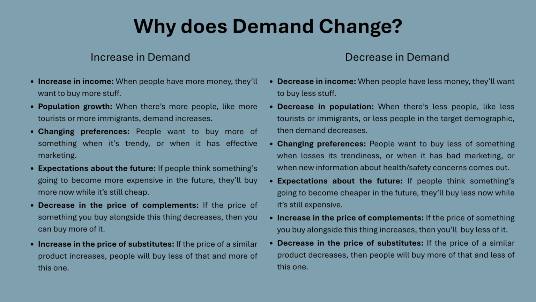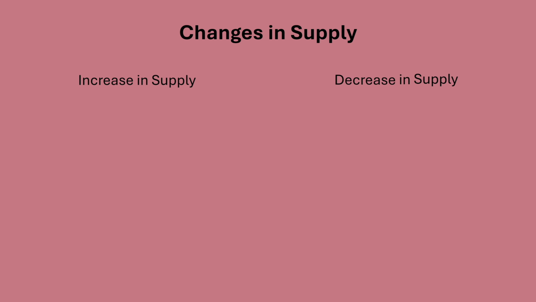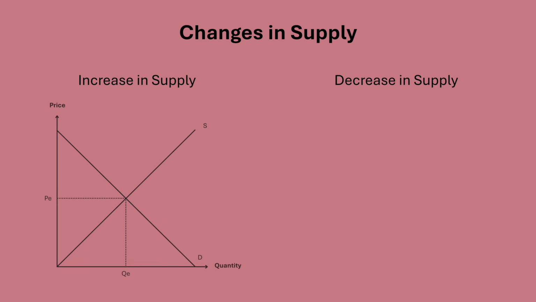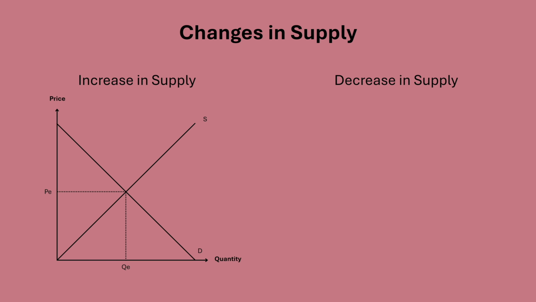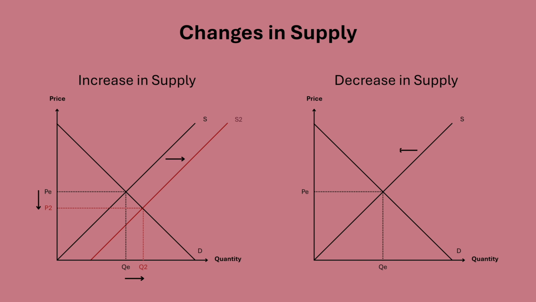Let's now look at changes in supply. The supply curve shows the amount of something that businesses would like to sell. An increase in supply means that we shift the supply curve to the right. We label it S2. We can draw in the new equilibrium where the new supply curve crosses over the demand curve. We label this P2 and Q2, which is at a lower price and a higher quantity. A decrease in supply is where the supply curve shifts to the left, resulting in a higher equilibrium price, P2, and a lower quantity, Q2.